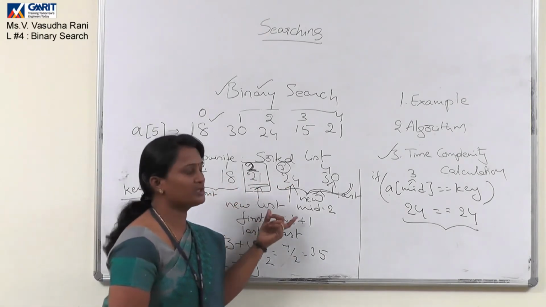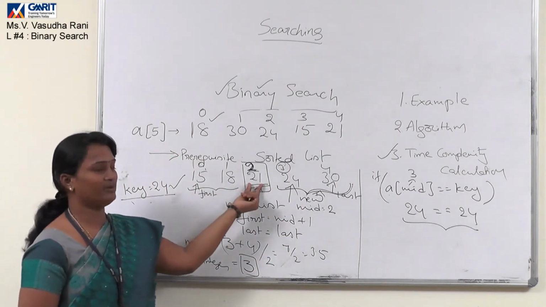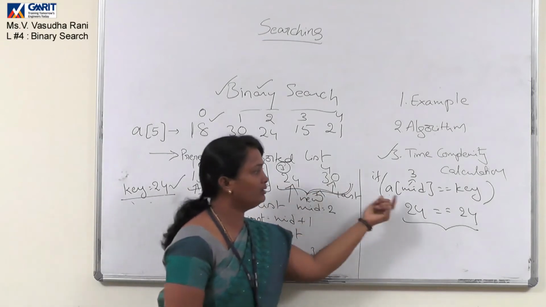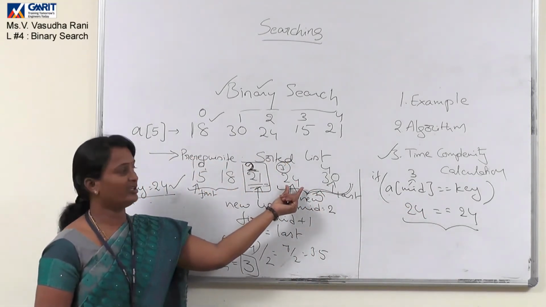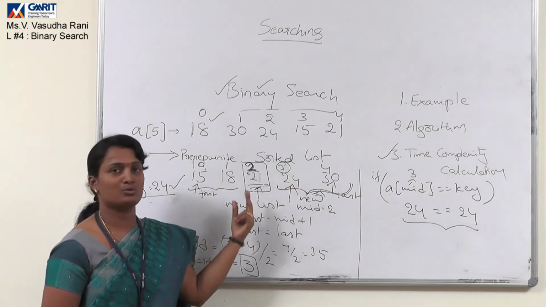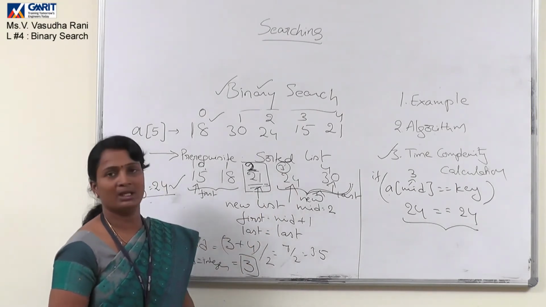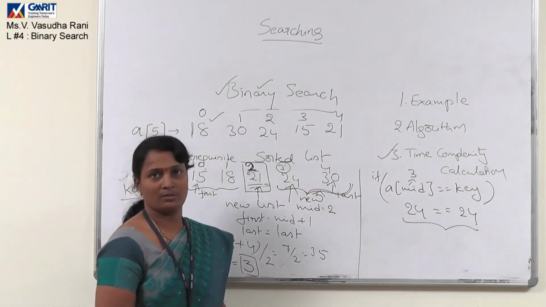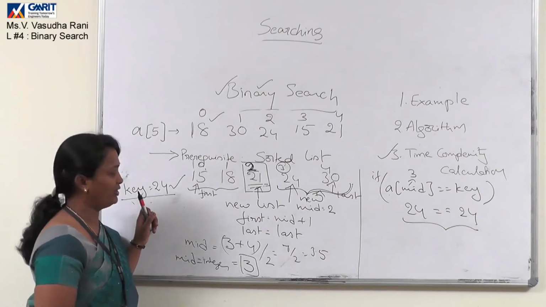But how many comparisons did we make? First, the key is compared with the first mid value 21, and in the second iteration, our key is compared with the second mid value, that is at the third position. So with 2 comparisons, we were able to find the key value in the correct position. Okay, so this is the method. Now we see the algorithm for this.